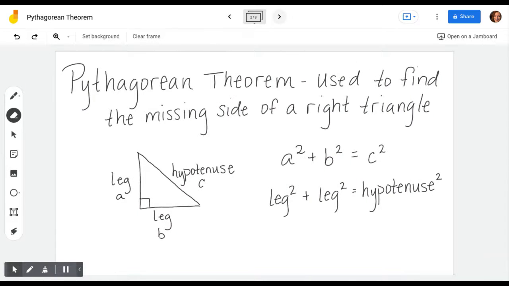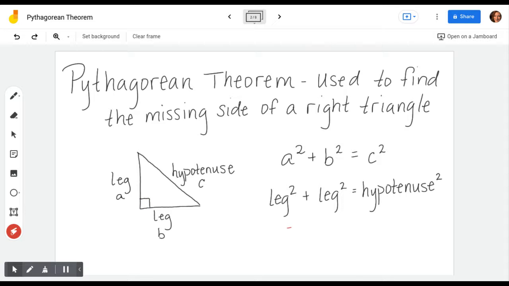So, the Pythagorean Theorem. It's named after the Greek mathematician Pythagoras, and it's used to find the missing side of a right triangle. It has to have a right angle. If it's not a right triangle, this thing doesn't work at all. So, let's talk about right triangles for a minute. Your right triangle, you have to have your 90-degree angle, right?